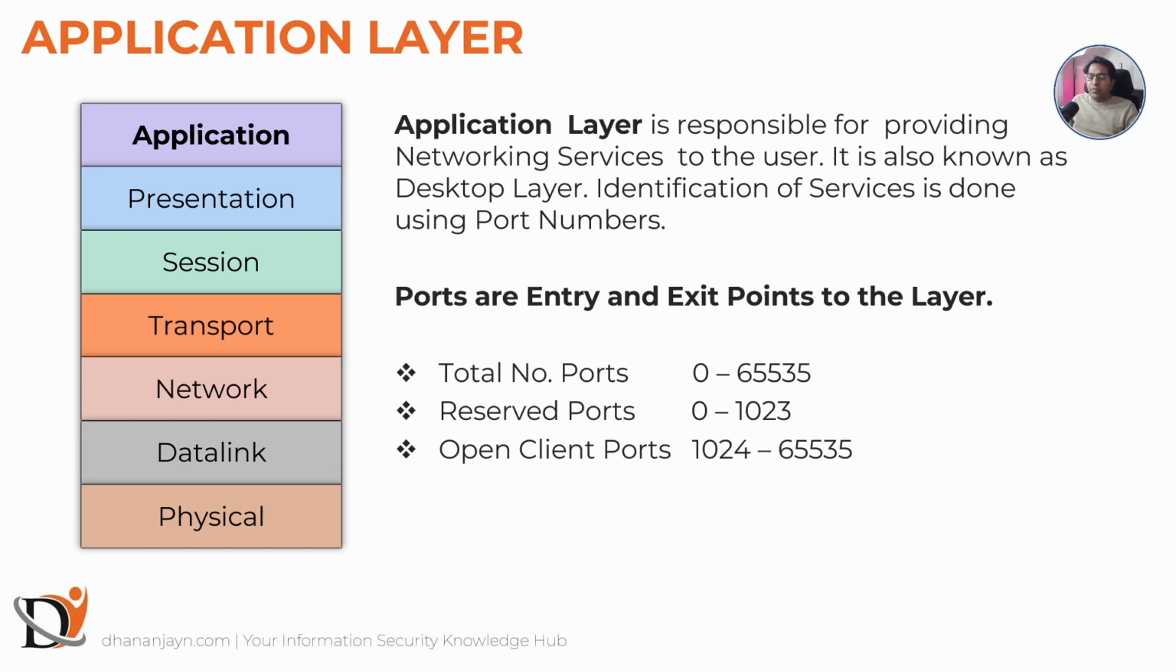So, what happens at the application layer? The main purpose of the application layer is to provide access to network resources. It enables users to access various networking services such as file transfer, email, and web browsing by utilizing protocols like HTTP, FTP, SMTP, and DNS.